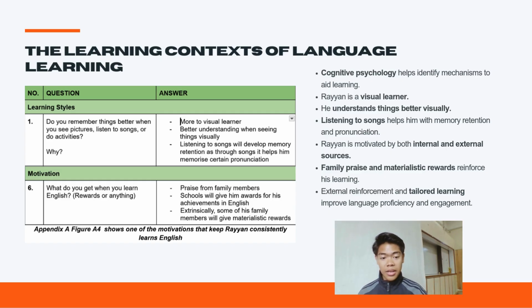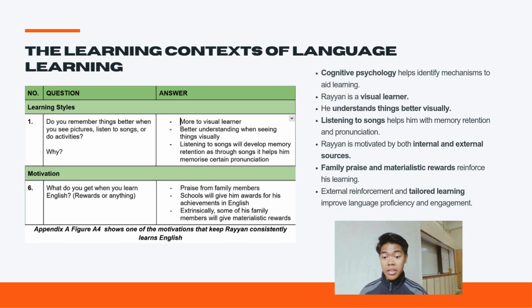Now, I asked the child, do you remember things better when you see pictures, or listening to songs, or doing certain activities? And I asked why as well. From this question, I gathered that the child is more of a visual learner, as he stated that he understands things better when seeing things visually. And there will be times, especially in language acquisition, when listening to songs helps him develop memory retention. Through songs, it helped him memorize certain pronunciation.